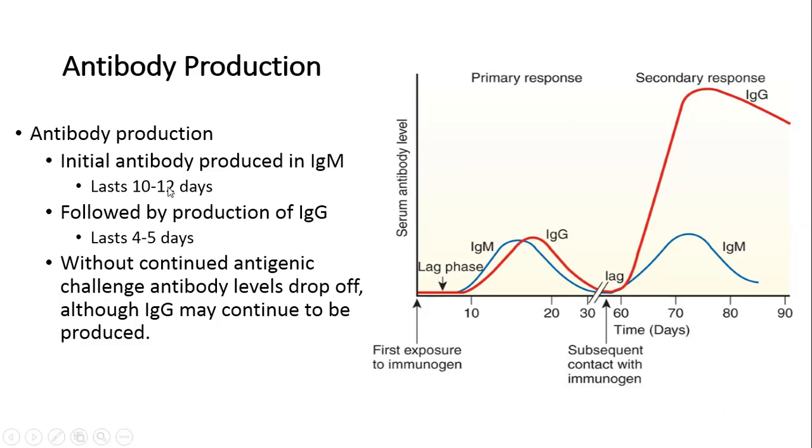Antibody production lasts about 10 to 12 days once it starts producing. And then immunoglobulin IgG produces only for about 4 days. It doesn't have a huge amount of production time. As long as there are no further antigenic challenges, the antigen has been killed off and we don't have a recurrence of the infection, those levels drop off. IgG may continue to be produced even after we stop seeing the antigen, but in very small amounts. So you can see IgG kind of tails off.